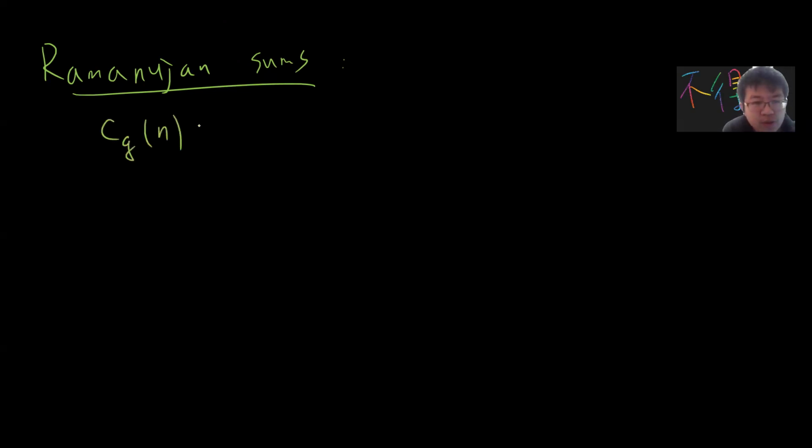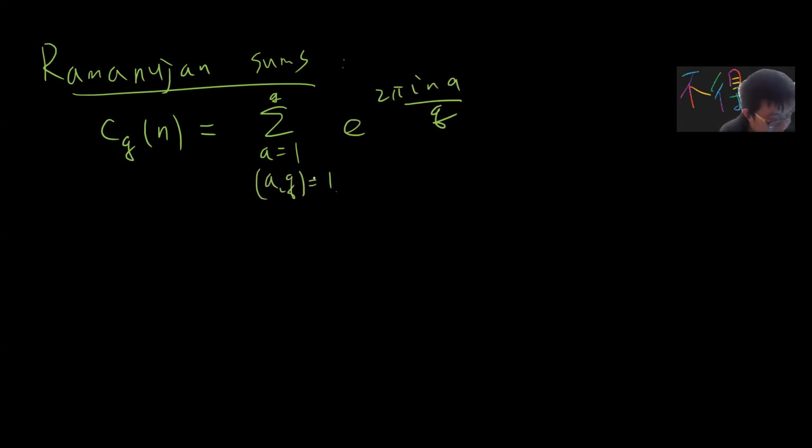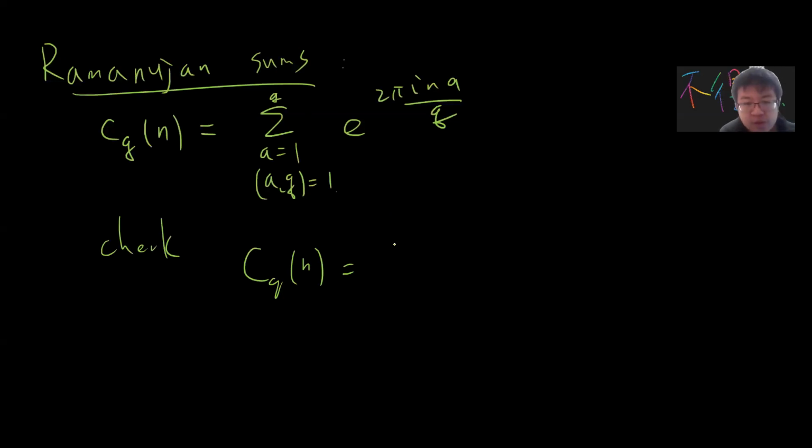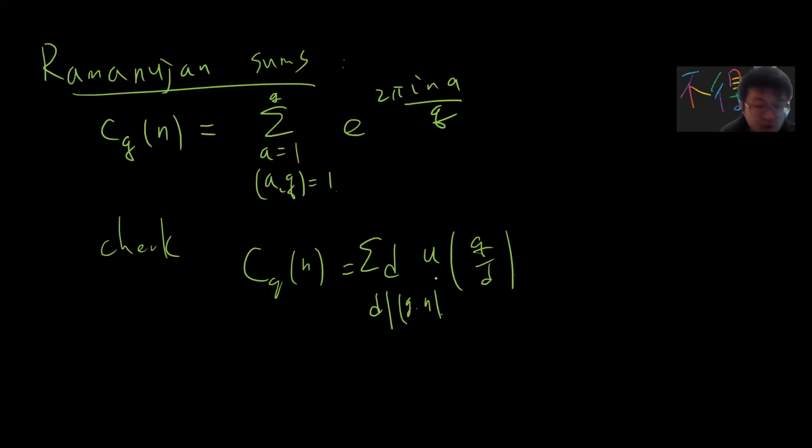Let's define c_q(n), which is the famous Ramanujan sum: the sum over a from 1 to q, with gcd(a, q) equal to 1, of exponential 2 pi i n a divided by q. You can do the same thing, just eliminate this. You can check your c_q(n) by using the previous formula. Then we can prove this: c_q(n) equals the sum of mu of q divided by d, where d divides gcd(q, n).